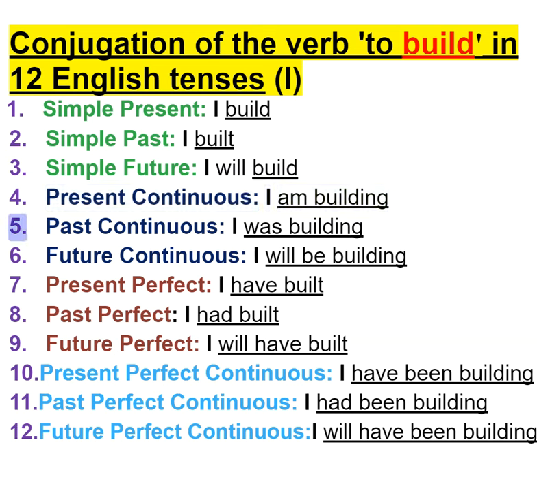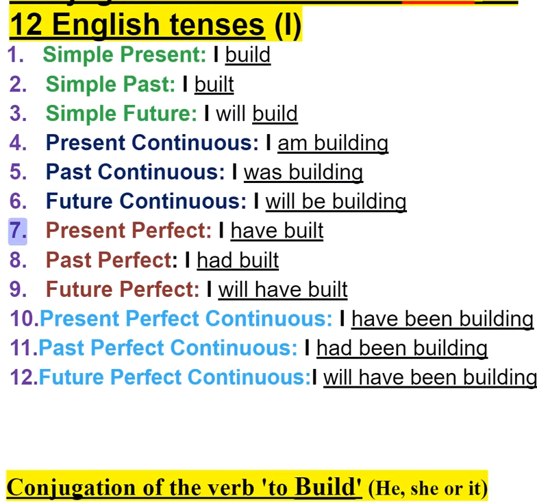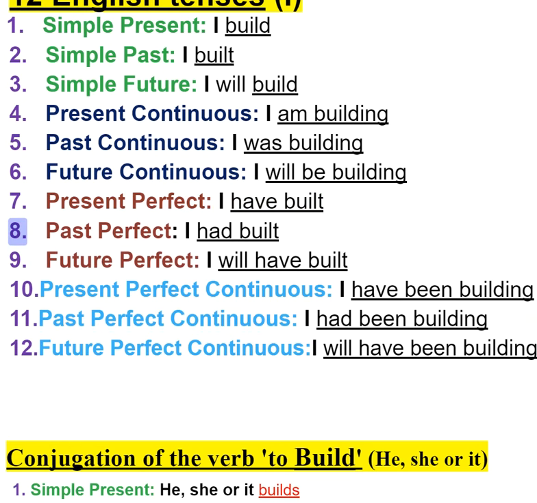5. Past continuous, I was building. 6. Future continuous, I will be building. 7. Present perfect, I have built. 8. Past perfect, I had built.